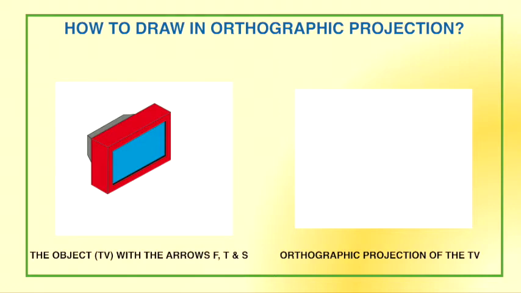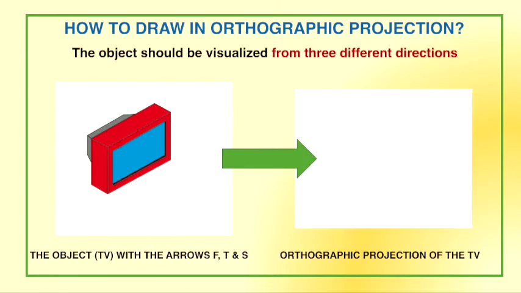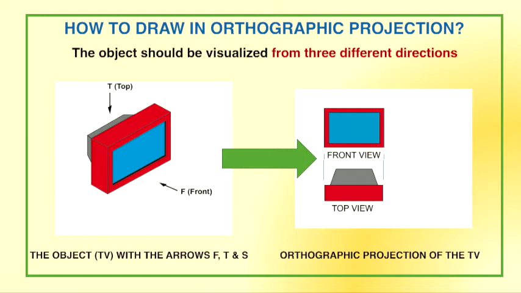How to draw in orthographic projection? The object should be visualized from 3 different directions. When we look at the object from the front, in the direction of arrow F, we get the front view. When we look from the top, in the direction of arrow T, we get the top view. This is drawn exactly below the front view. When we look from the side, in the direction of arrow S, we get the side view.